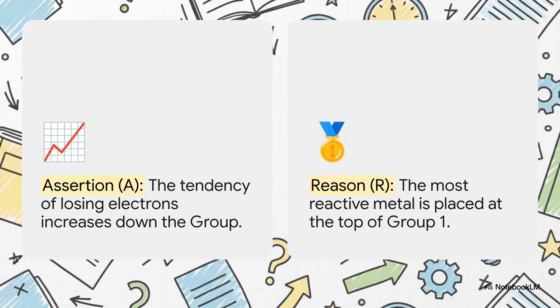Here's another really common pattern, this time from chemistry. The assertion-reason question. Here, you have to do two things. First, check if statement A is true. Then, check if statement R is true. And finally, the most crucial part, is R the correct explanation for A? It forces you to think about the relationships between facts, not just memorize them.